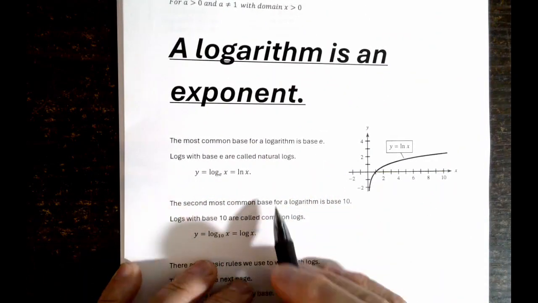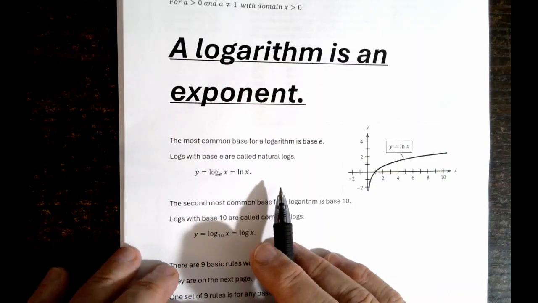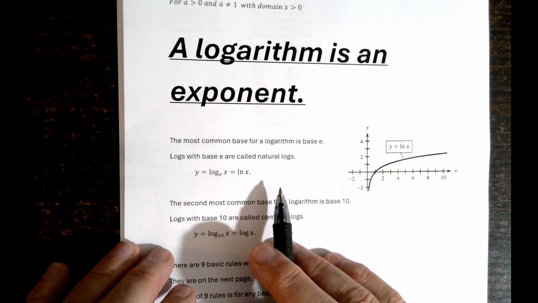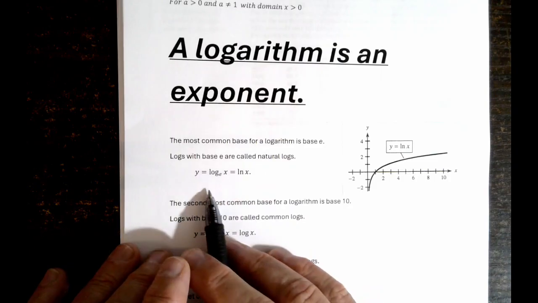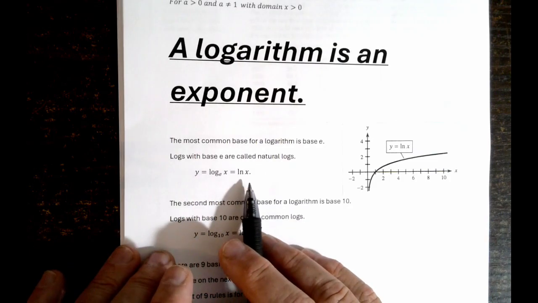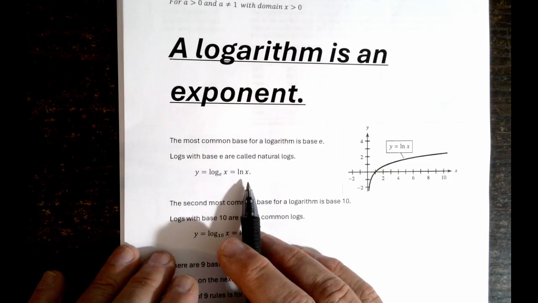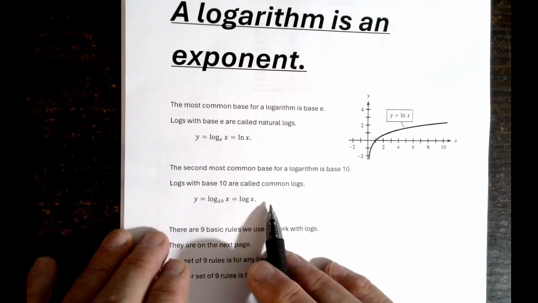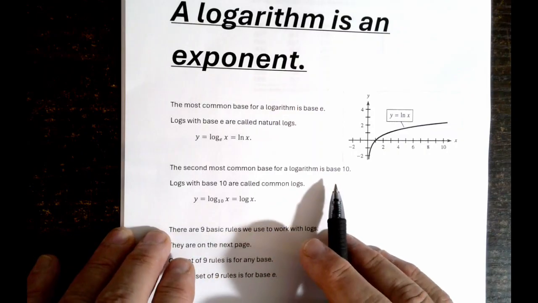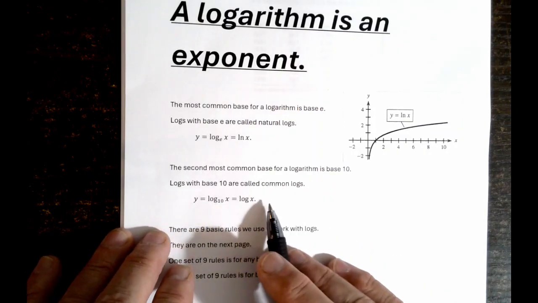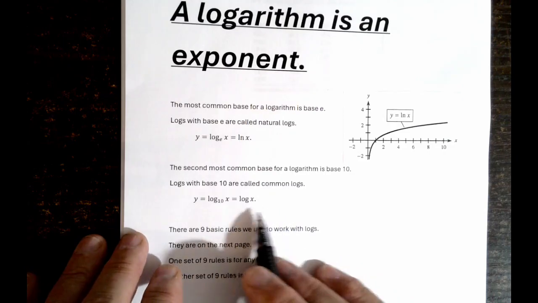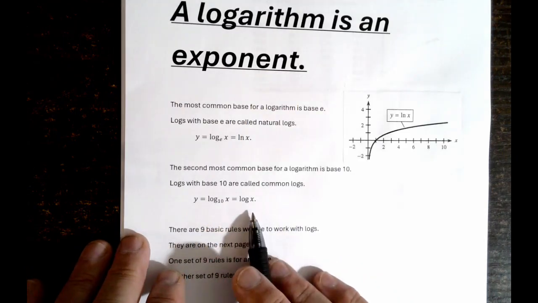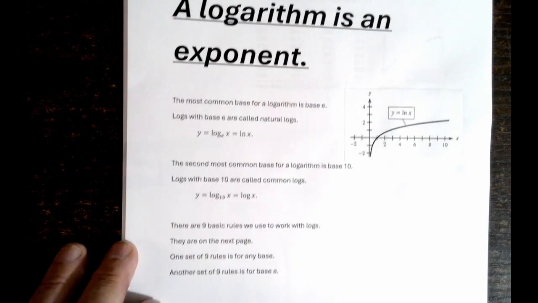The most common base for a logarithm is base e. Logs with base e are called natural logs because they deal with the natural world, physical sciences. You can write log base e of x, or you can write just ln of x. And this is the graph of ln of x. The second most common base is base 10. Logs with base 10 are called common logs, or just logs. So log base 10 of x can be written log x. You don't have to write the 10.